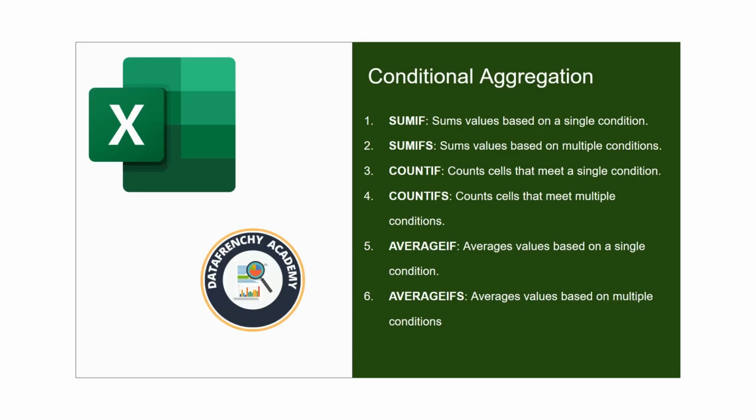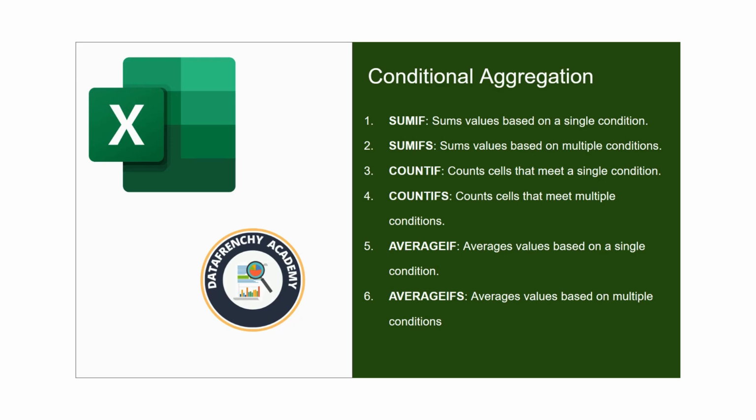In this video, we'll be looking at conditional aggregations in Excel. First up, we have SUMIF, which sums the values based on a single condition. Next up is SUMIFs, which sums values based on multiple conditions. Third, we have COUNTIF, which counts cells that meet a single condition.